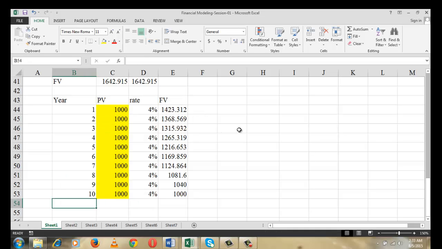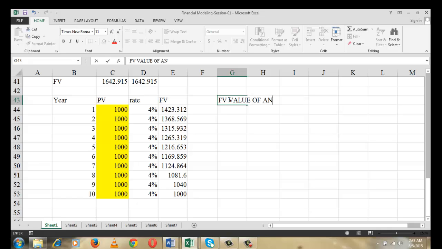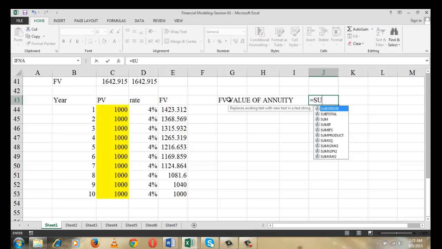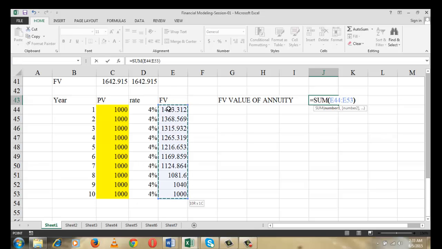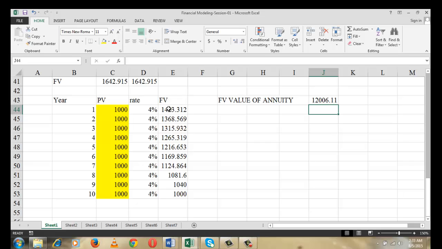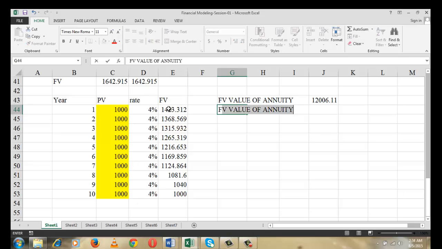So the future value of annuity, if I want to determine it, is nothing but the sum of them. If you close the bracket and press enter, you get 12,006 rupees. If every year we deposit 1000 rupees in the bank, after 10 years it becomes 12,000 rupees. You can see the advantage of time value of money in this context, how important a factor the time value of money is. The same thing you can calculate in Excel.